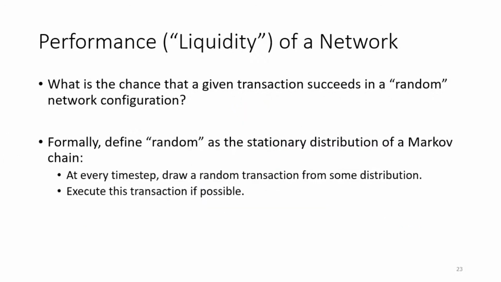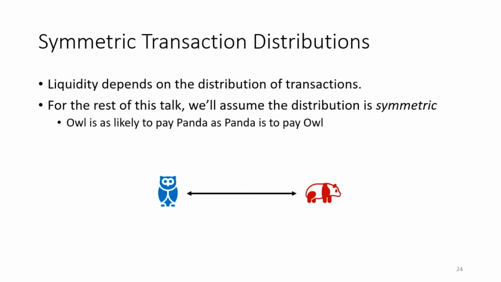Formally, we'll define random as the stationary distribution of a Markov chain, where at every time step we'll draw some random transaction from, say, the real-world distribution of what everyone else is doing, and then we'll execute that transaction if possible. Now, the liquidity of any transaction depends on that stationary distribution, and that stationary distribution depends on what kind of transactions everyone else is doing. For the rest of this talk, we'll assume that the distribution of what everyone else is doing is symmetric. That is to say, I'm as likely to pay someone else as someone else is to pay me.